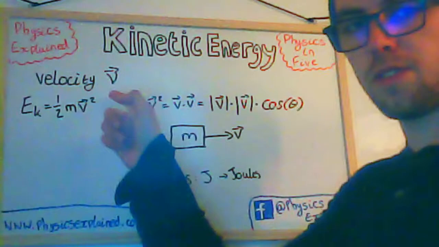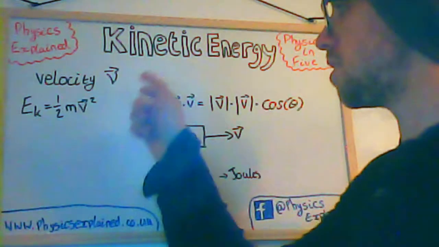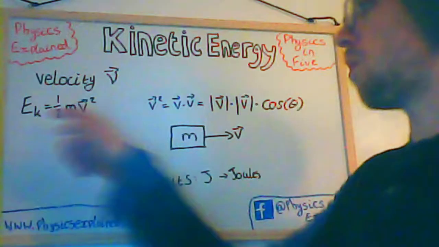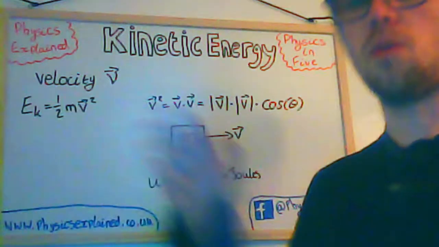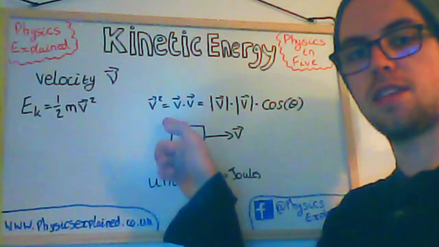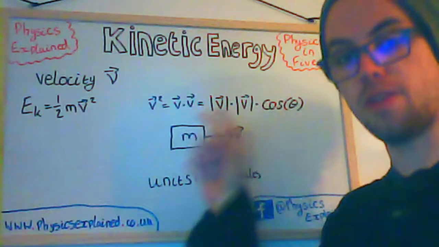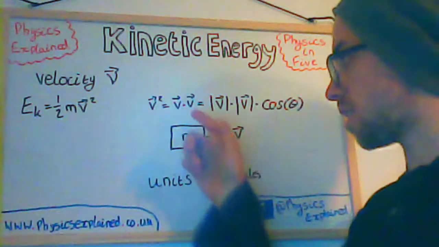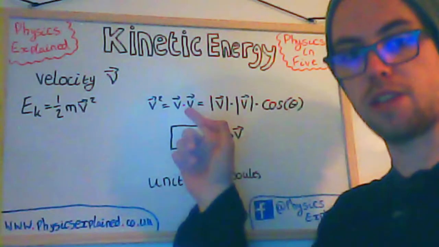We know that the velocity v is a vector quantity. We know that the kinetic energy is equal to a half mv squared. We know this is a scalar quantity. Why is it a scalar quantity? v squared is the same as the dot product between two vector v's. Right? These are the same vector v's. They're exactly the same. They have the same magnitude and the same direction.